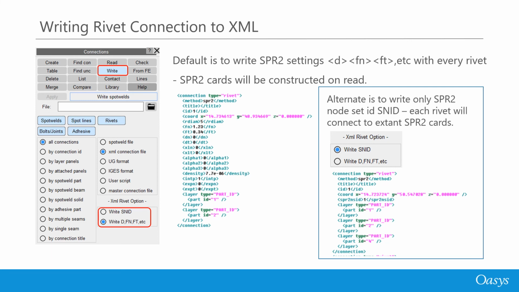Rivets can be written to XML files in a similar way to other connection types. The default option is to write the associated constrained SPR2 data also. However, it is possible to just write the node set ID if, for example, re-importing into a different model containing different SPR2 data. Similar settings exist when reading Rivet connections from XML files.